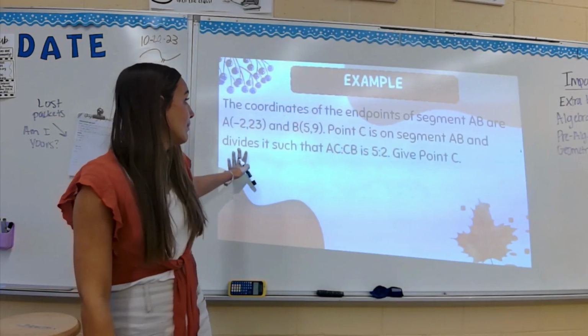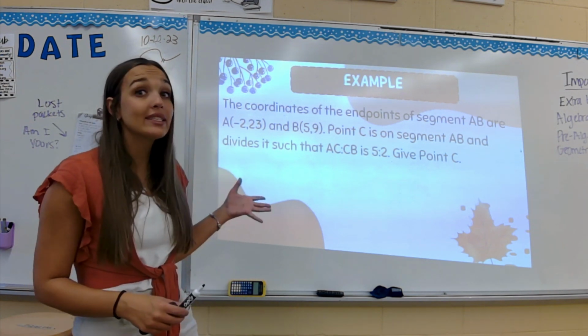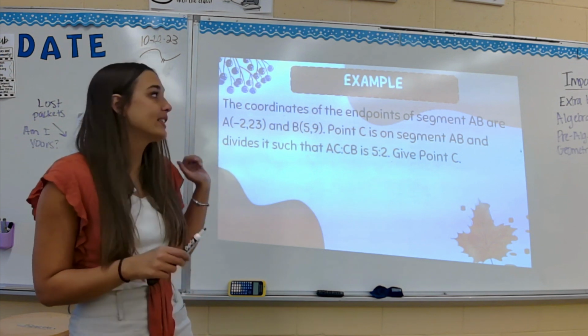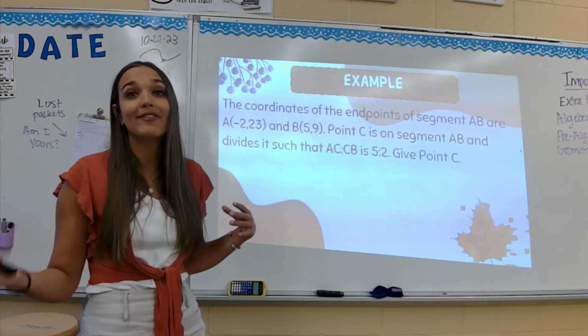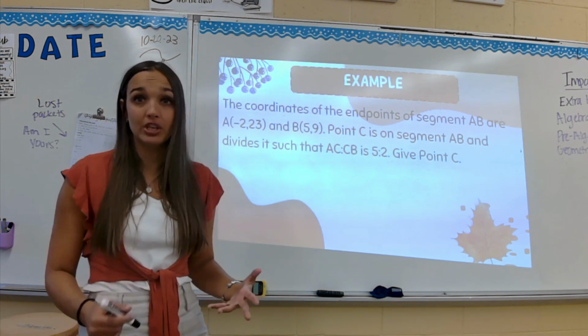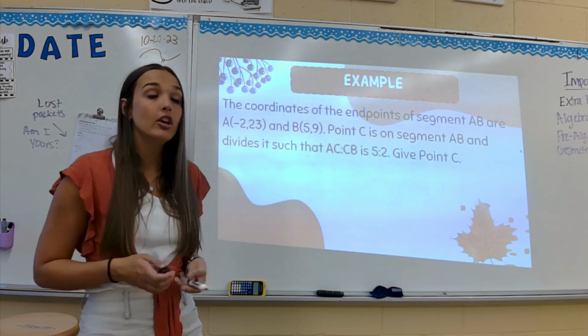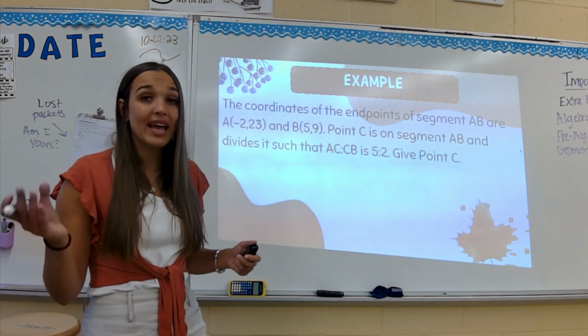So now we have the problem where it says the coordinates of the endpoints of segment AB are such that A is (-2, 23) and B is (5, 9). Point C is on segment AB such that it divides it in the ratio of AC to BC of 5 to 2. We want to find point C. So for point C, we're going to start off with the first step, which tells us to add our ratio.